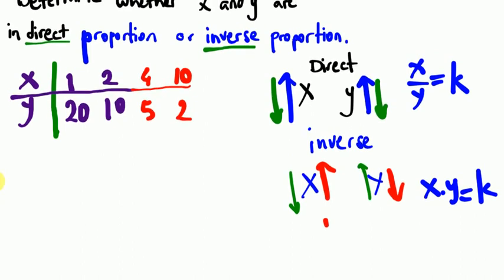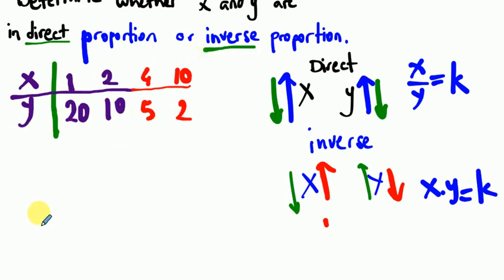Now let's look at the question. As you can see easily, when x is 1, y is 20. When x is 2, y is 10. When x is 4, y is 5. So x is increasing, y is decreasing. Can you guess now whether x and y are in direct or inverse proportion? Yes, they are in inverse proportion, because when x is increasing, y is decreasing.